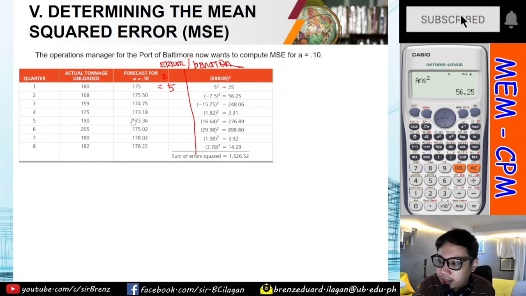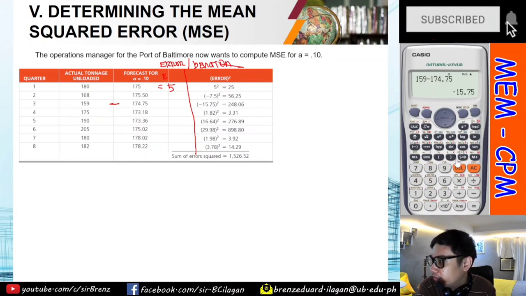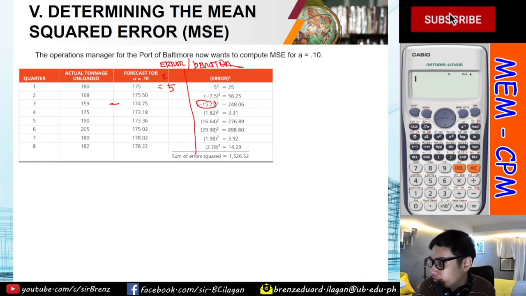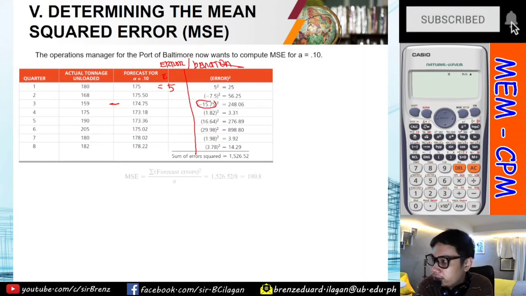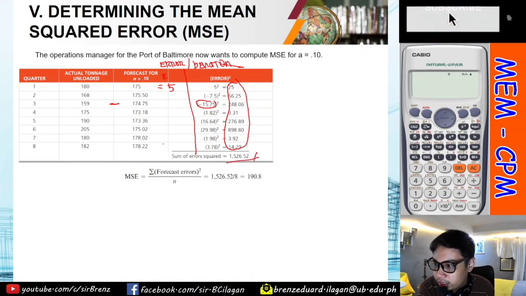Ayan. So, since i-squared mo rin naman yung 7.5, so, magiging positive rin naman. Okay? So, try pa natin dito, isa pa. So, that is 159 the actual minus the forecast na 174.75. Ayan. So, 15.75. Tapos, i-squared mo lang. So, that is 248.06. And then, coming from the equation for MSE, di ba, meron tayong forecast error. Yung summation nitong lahat, again, ipag-a-add mo lang siya. So, ang total na lumabas sa kanya is 1526.52. So, verify lang natin to.